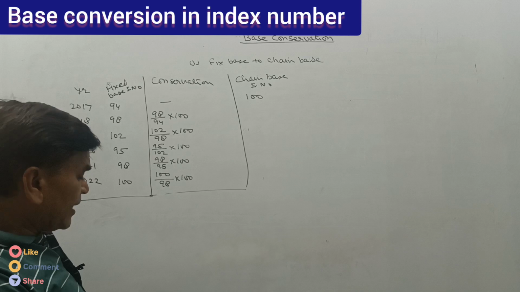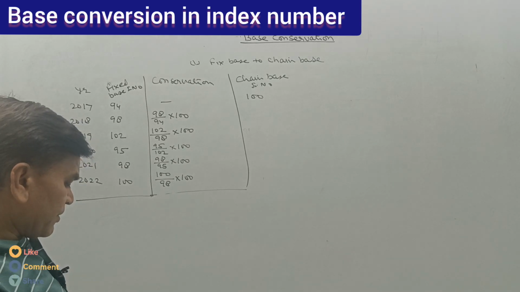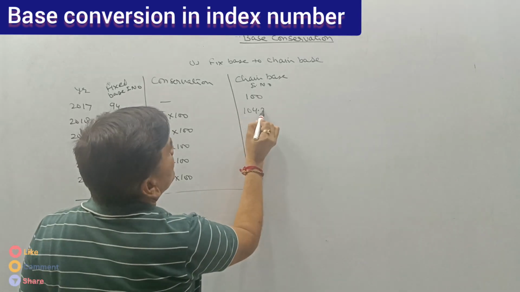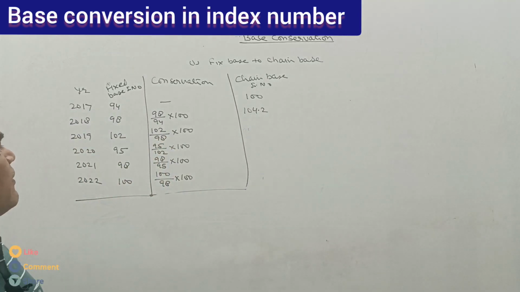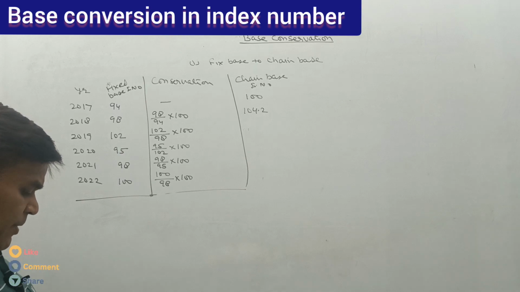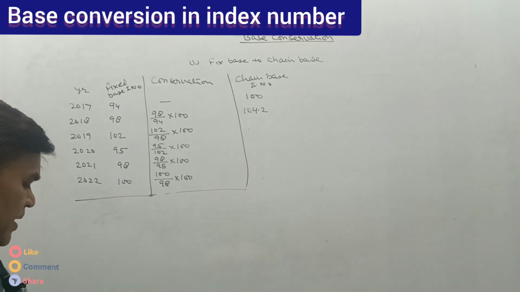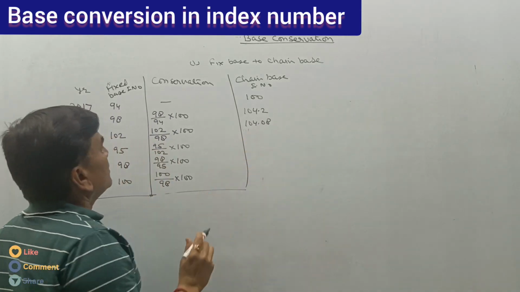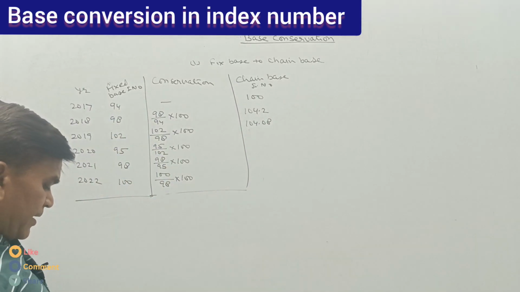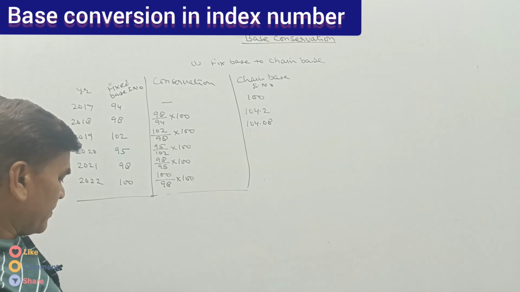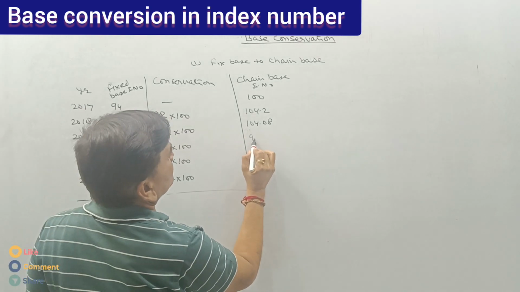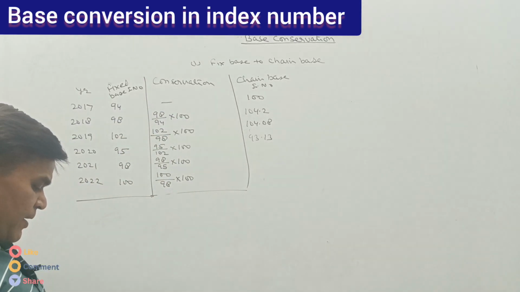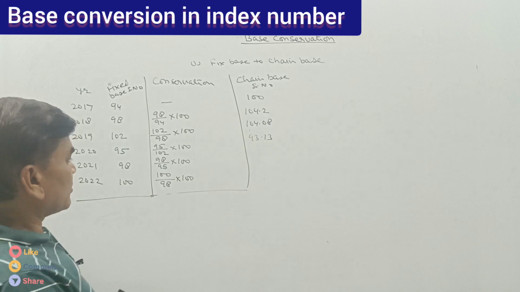Firstly, 98 divided by 94 multiplied by 100 is 104.2. Then 102 divided by 98 gives 104.08. Then 95 divided by 102 multiplied by 100 is 93.13. This is the chain base index number. Then 98 divided by 95 multiplied by 100 is 103.15.